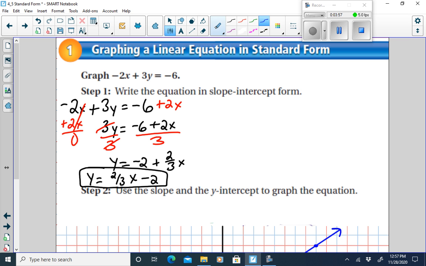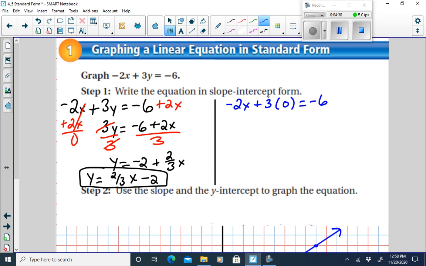The other way to graph an equation in standard form is to use the x-intercepts and y-intercepts, right? And that's a slide that's going to come up a little later, but we're going to practice that now. And how do we do that? Well, to find the x-intercept, we make y 0. So we're going to write negative 2x plus 3 times 0 is equal to negative 6. This is going to give us the x-intercept when we replace y with 0, right?